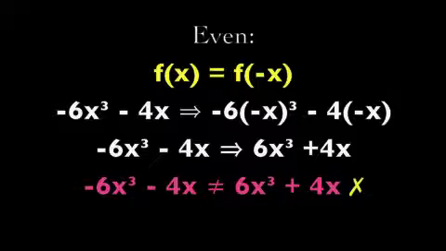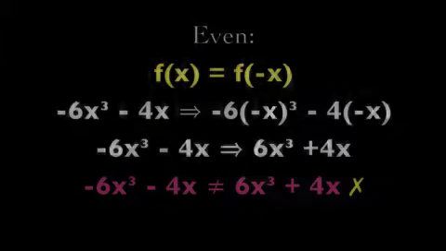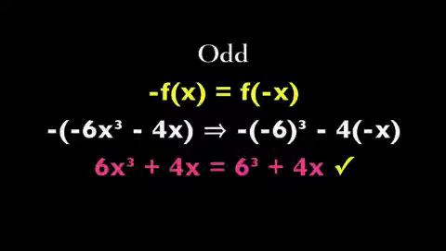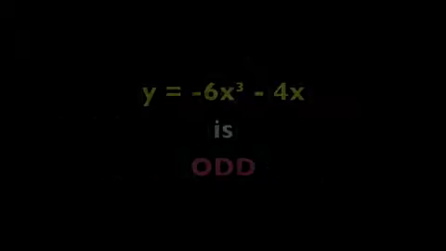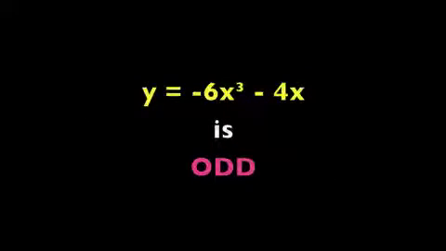The even function does not match. However, the odd function works out to be true. So, y equals negative 6x to the third minus 4x is odd.